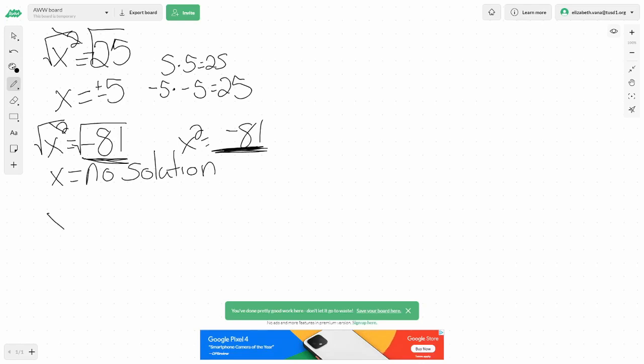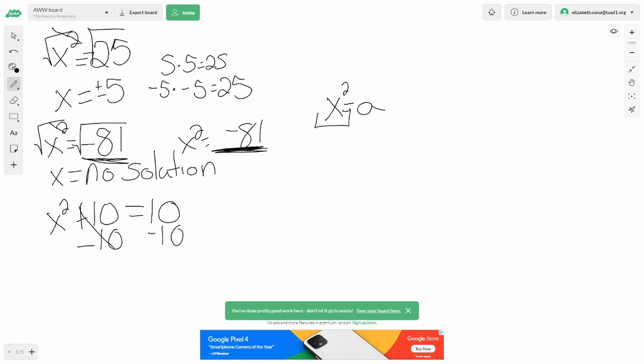Alright, what if we had x squared plus 10 equals 10? Well, we said it has to be in an x squared equals a format. So we need to get the x squared by itself. In order to do that, I need to move this positive 10 over. Since it's a positive 10, I have to do the opposite, so I'm going to subtract 10 from both sides.